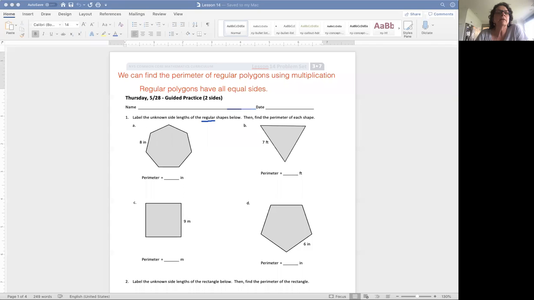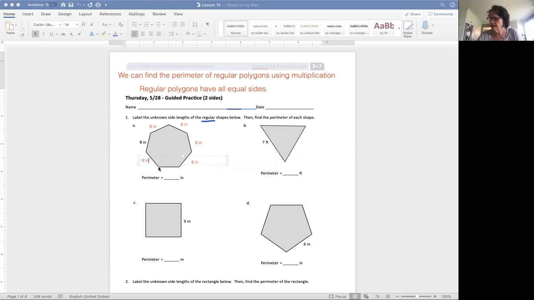And they want us to label each side. So I'm going to do my best to do this, and you might want to do it on your sheet as well. I'm going to see if I can find a font that's small enough for me to do that. Okay, that should work. And once we find or label all our sides, we'll find that it's easiest to use multiplication to find the perimeter of these regular polygons.